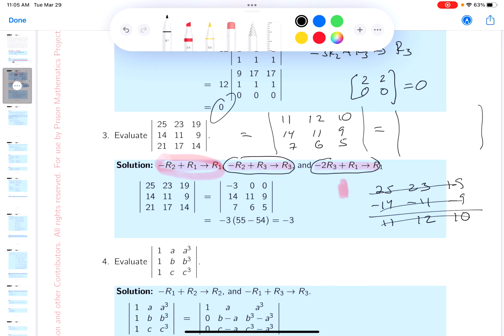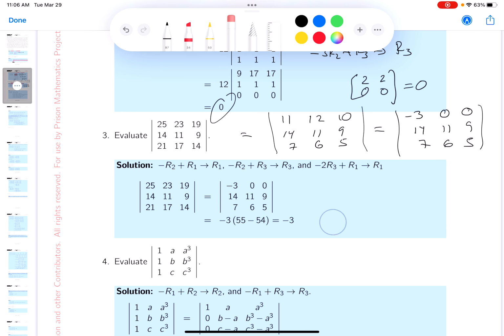So minus 2 row 3s plus row 1. Let's see, minus 2 row 3s. That'd be minus 14 plus 11 is minus 3, right? Minus 2 row 3s plus row 1, that's 0. That's 0. And what do you get now? 14, 11, 9, 7, 6, 5. Let me get my eraser out. I kind of erased stuff I don't need to look at anymore. And these determinants are all the same. Let me erase the prior problem too.